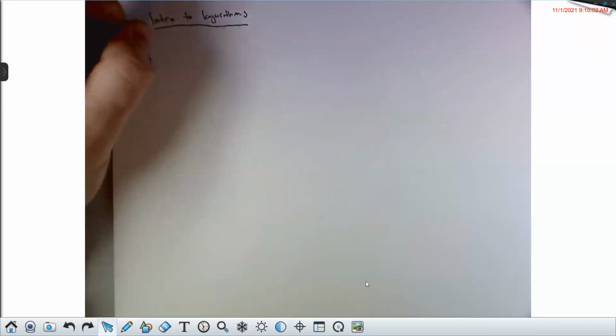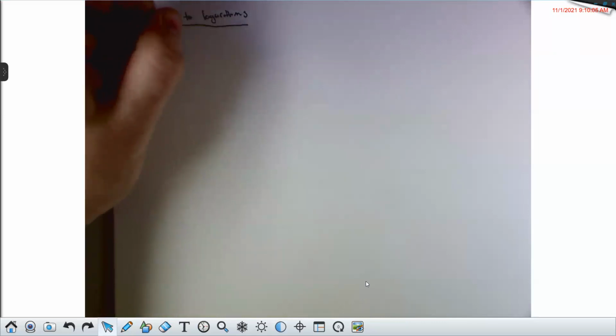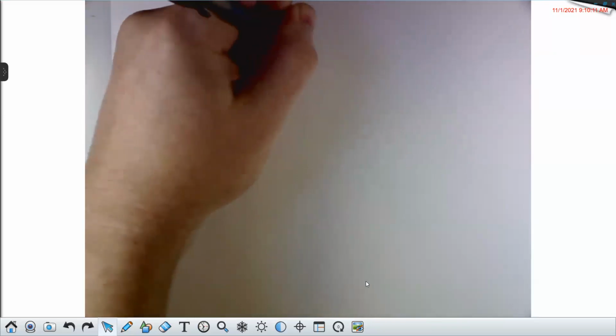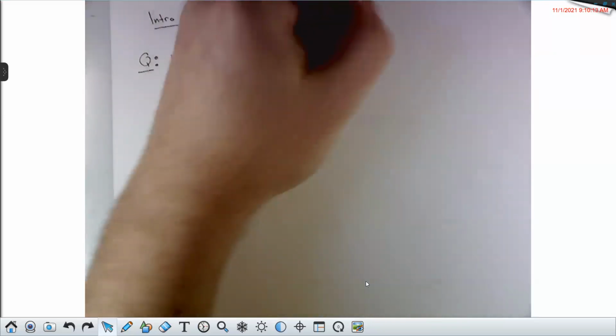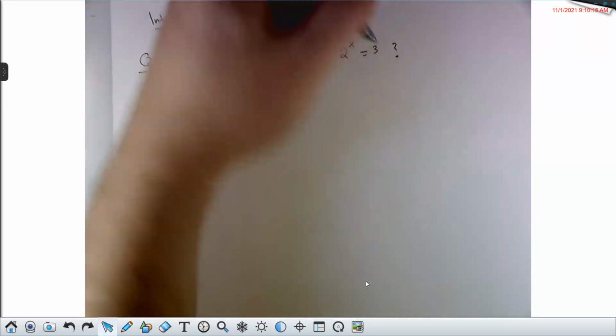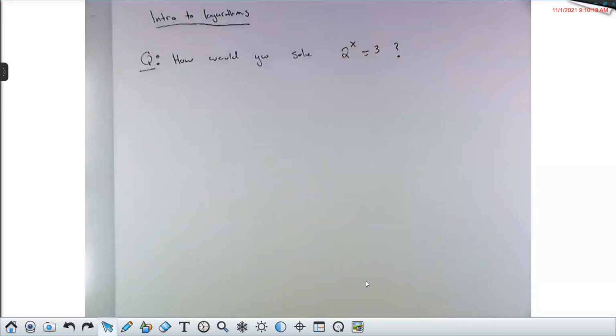I mentioned a few times solving equations that have to do with exponential functions as being a goal. So this is our intro to logarithms. And I just want to begin with a question. How would you solve 2 to the x equals 3? Is there even a solution?